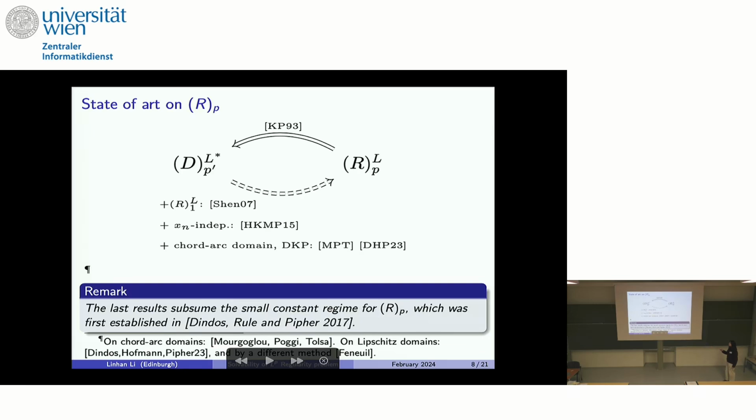For the first, Mogul, Poggi, and Tosa obtained this direction on more general domains than Lipschitz. And Dingdosh, Hoffman, and Pfeiffer obtained this result on Lipschitz domains. And I think this is blocked here. Later, by a different method, Finney gave a shorter proof of this direction in Lipschitz domains. The methods actually are quite different. All right, so these are what we know about the elliptic case.